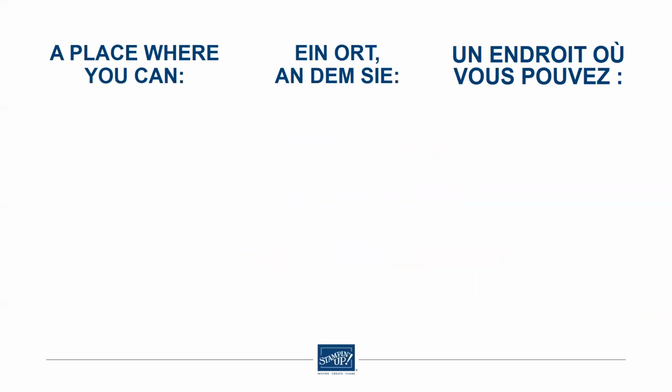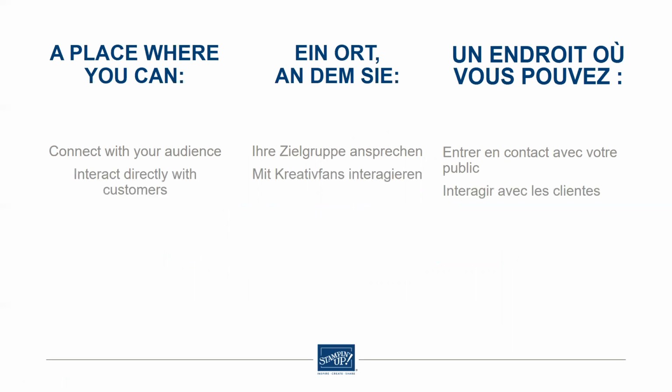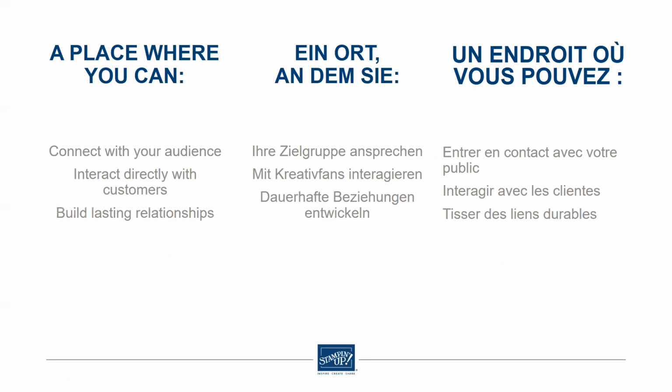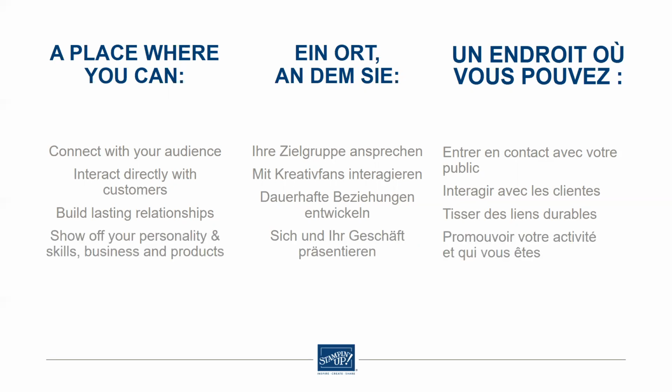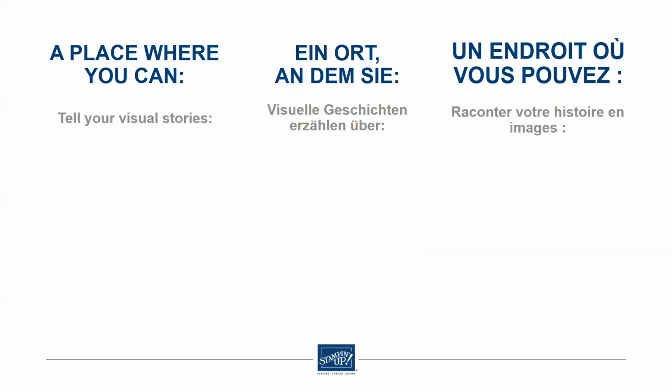A blog is a place where you can connect casually with your audience, where you can directly communicate and interact with potential new customers. You can build lasting relationships with literally strangers. And through your posts, you can show your personality and your skills. Your business and products will almost become secondary. And it's a place where readers can relate and interact with you and your content too. It's a place where you can tell your visual stories. Remember what we said in part 1 of this series about visual stories?